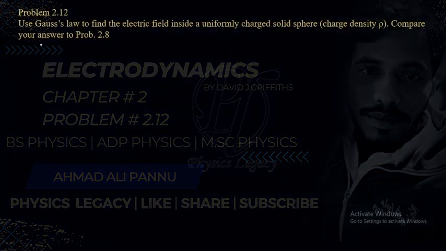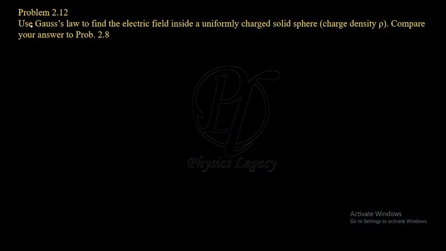Introduction to Electrodynamics by David J. Griffiths, problem number 2.12. In this problem, we have to find the E field inside a solid sphere having uniform distribution rho. That is also called volume charge distribution. And then we have to compare our results with problem number 2.8. That's all our job in this particular problem.